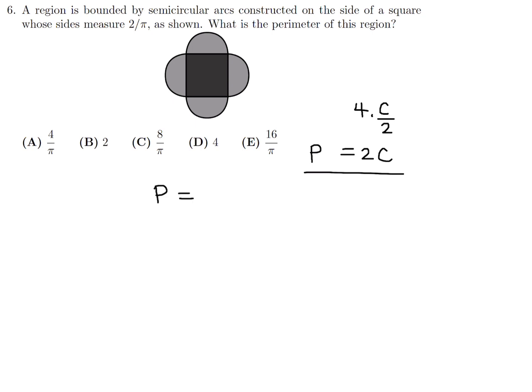Now, perimeter is equal to 2c, but what is c? C is circumference, right? And the circumference is equal to pi times the diameter of any circle. And they tell you that the sides of the square are equal to 2 over pi, right? So from here to here is 2 over pi. Now that side represents the diameter of each of those semicircles. So 2 times pi times d, and the diameter is going to be 2 over pi. And therefore, this just becomes 4. So number 6, the answer is D.